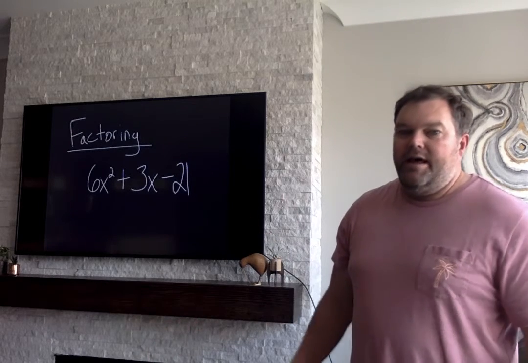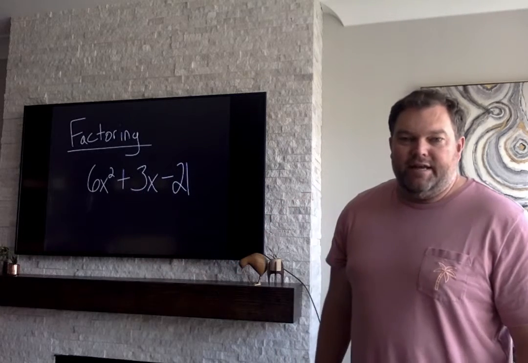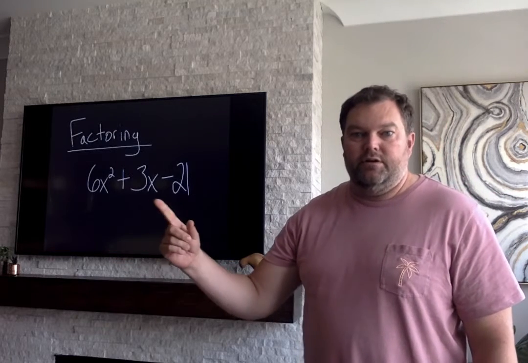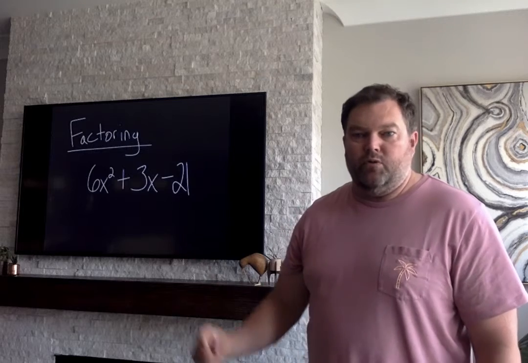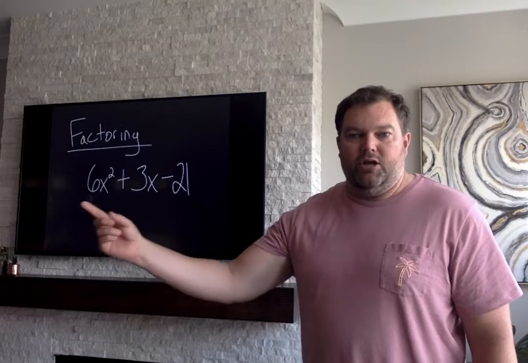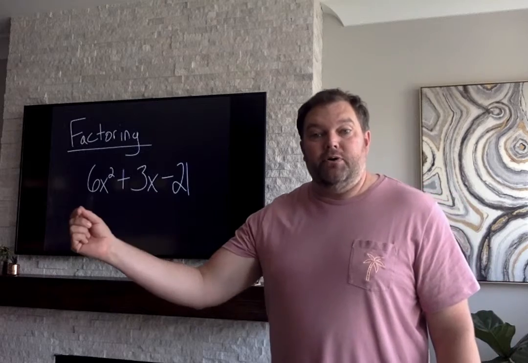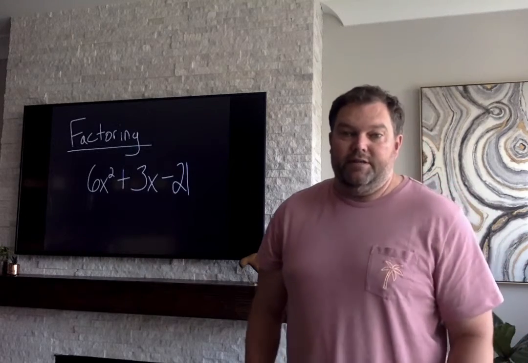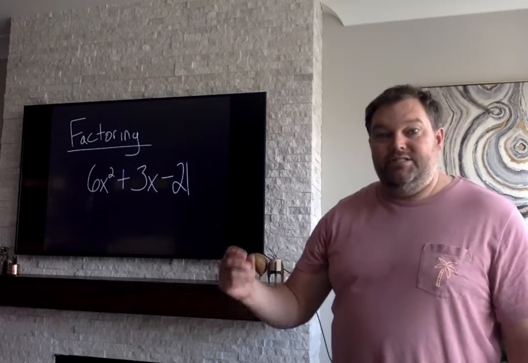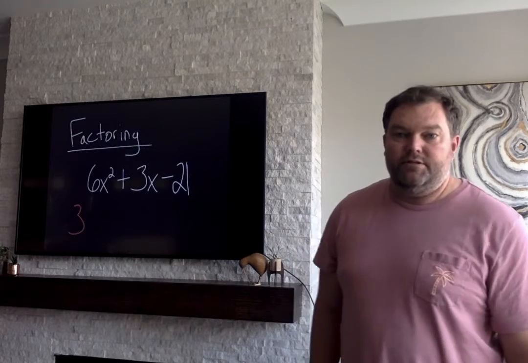Now, what do I mean by that? I mean, we want to look at each term and see if there's anything common. So if I look at these three terms, 6x squared, 3x, negative 21, are there any variables that are common in all three? No, unfortunately. Are there any numbers that go into all three of these? The answer there is yes. We can factor out, we could divide out a 3 from every piece of this polynomial.